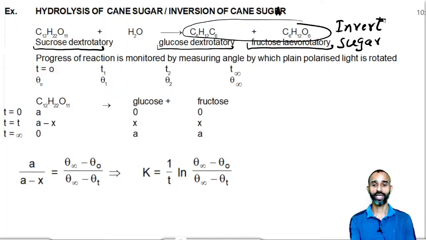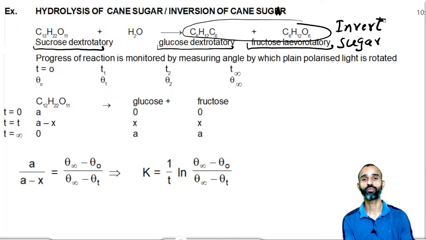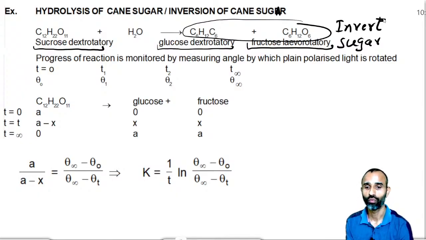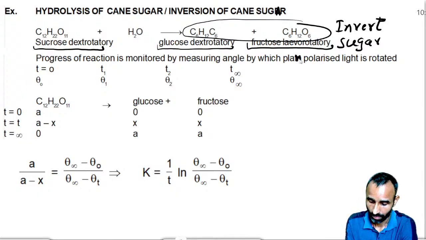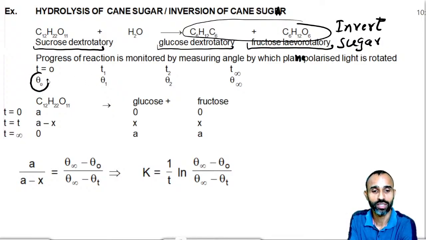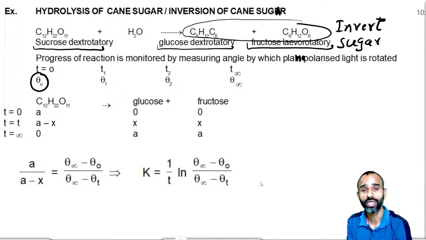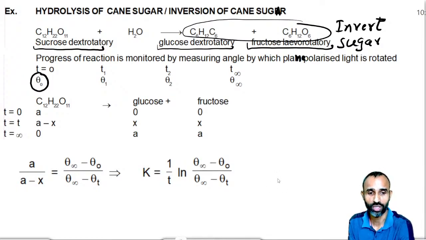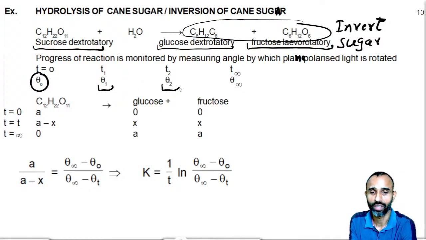Okay, so let us say we measure the progress of the reaction, because the compounds are optically active. We measure it by the rotation of the plane of polarized light. At time 0, let us say the initial specific rotation is theta naught. After times t1, t2 it is theta 1, theta 2, and at infinite time it is theta infinity.